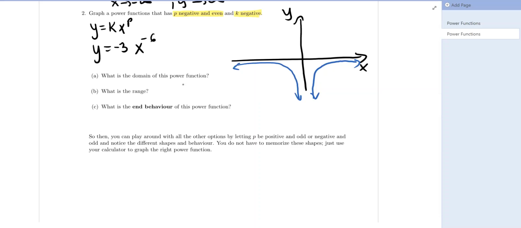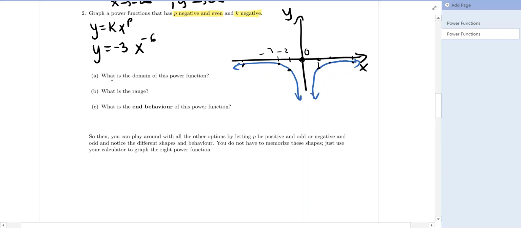Okay, so what is the domain of this power function? Well, you see that when x is 2, for example, I have a y value. When x is 3, I have a y value. And when x is really large, I have a y value. The only time I don't have a y value is when x is 0. When it's negative 2, I have a y value. When it's negative 3, I have a y value. When it's negative 1,000,000, I have a y value. But the only time I don't have a y value is when x is 0. So the domain is everything but 0.